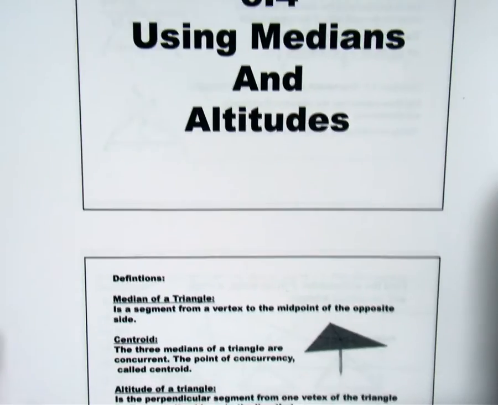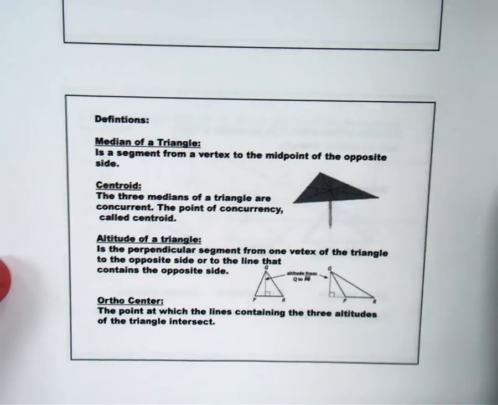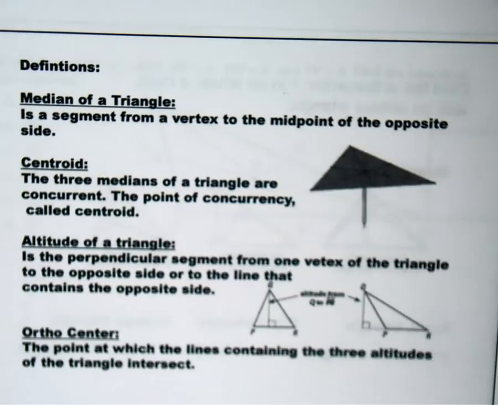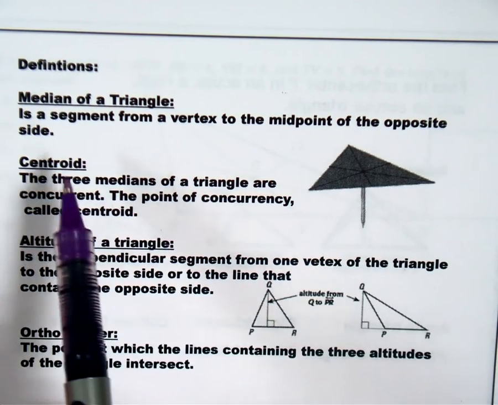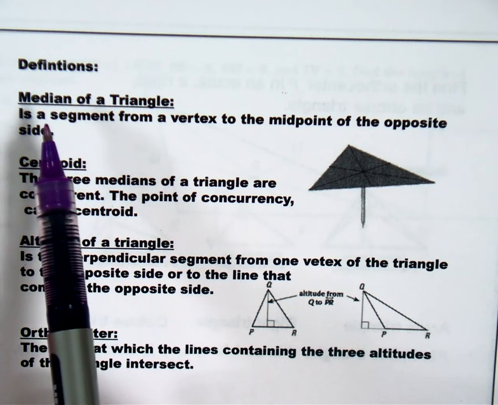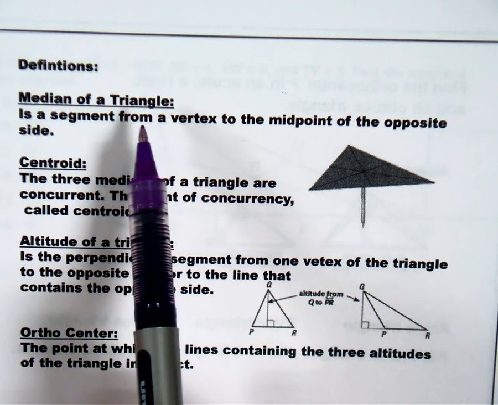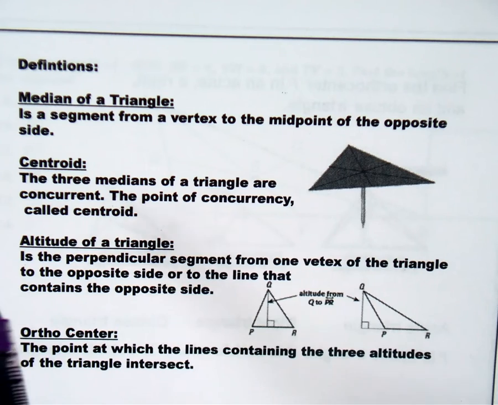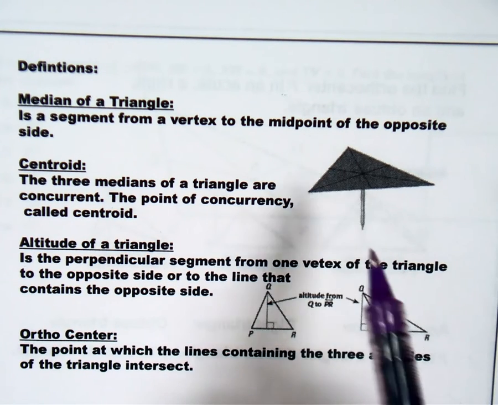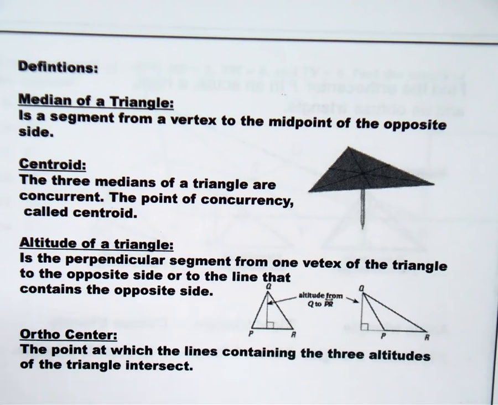Alright, we got one slide of definitions. Guess where these are all out of? That's right, the book. Okay, median of a triangle. A median is a segment from a vertex to the midpoint of the opposite side. So a little bit like perpendicular bisectors, but also different.